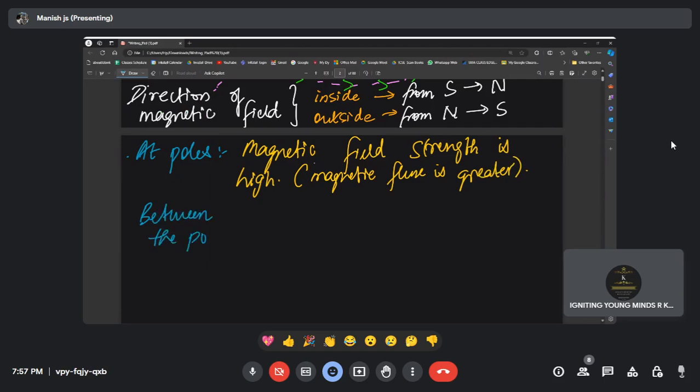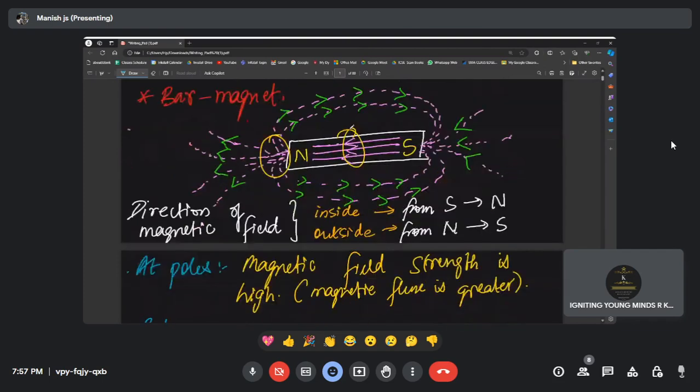Between the poles, if you try to understand how the magnetic field is, you can see between the poles how I have just represented using lines. And these lines are typically parallel lines, which indicates that the magnetic field does exist, but it is uniform. Wherever you choose, it will be the same between the poles.